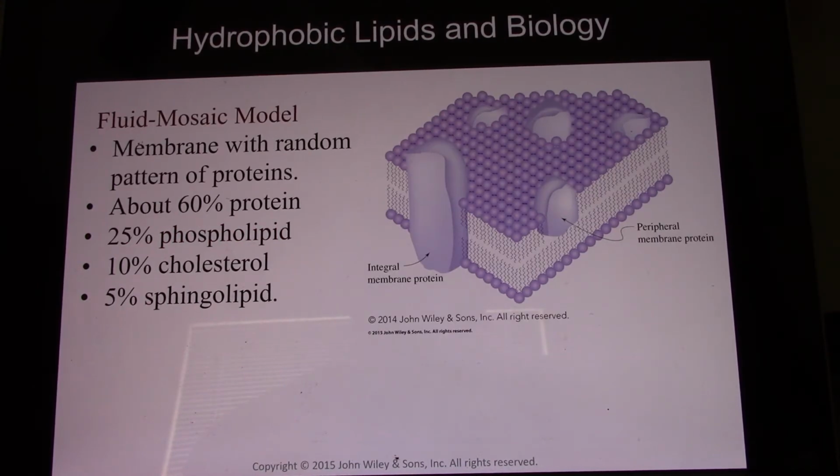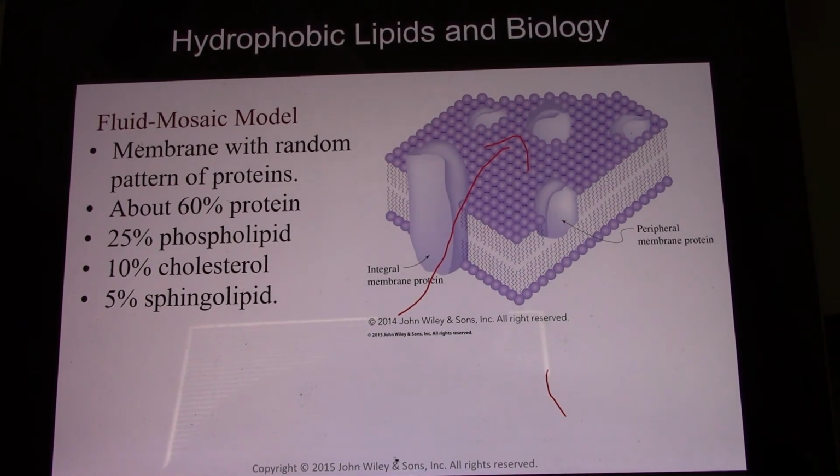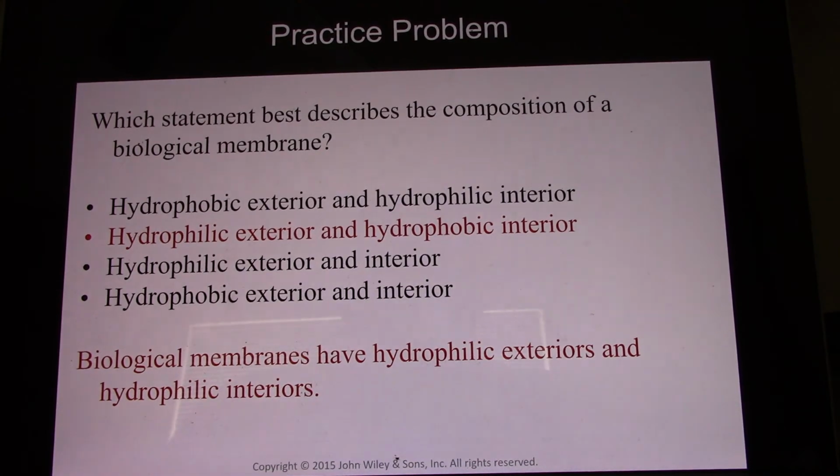The fluid mosaic model also states that it's very fluid. Things are free to move around all over. And we do studies with lasers. We bleach areas and see how long it takes things to move around. It's a very dynamic system. Things are moving around all the time. And that is the end of the lipids chapter.